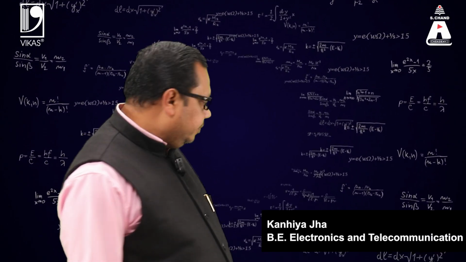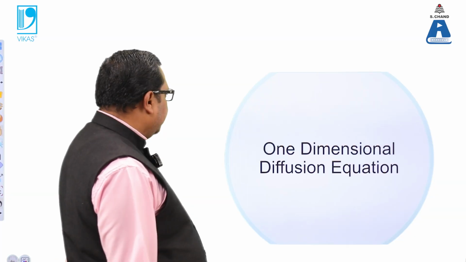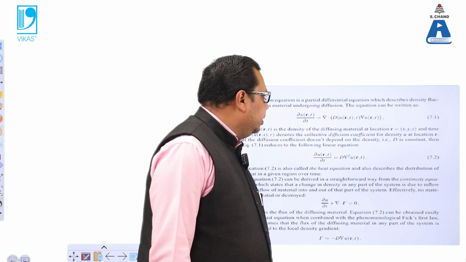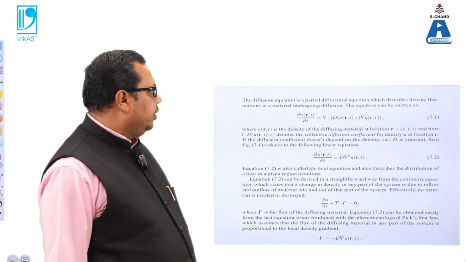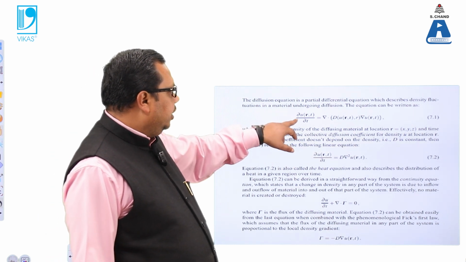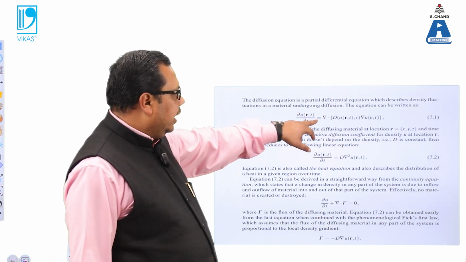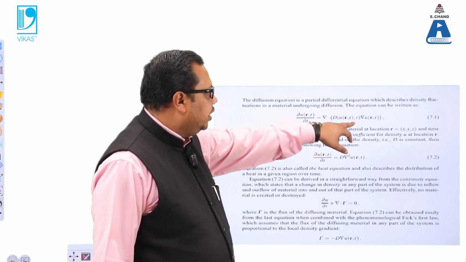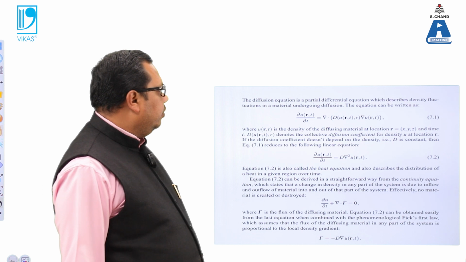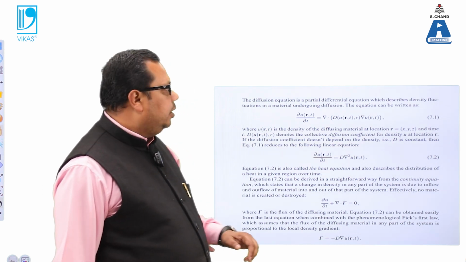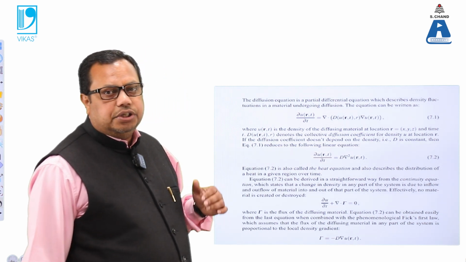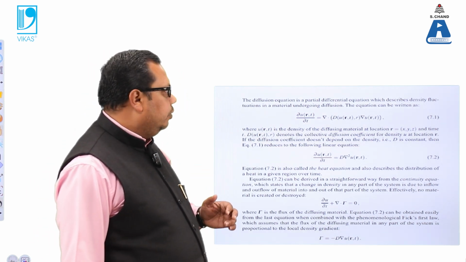My name is Kanhaiya Jha, and today we will focus more on the one-dimensional diffusion equation. The diffusion equation is basically a partial differential equation where we have two variables, as we can see, du by dt with r and t, and then we calculate the variation with these two variables. This partial differential equation describes the density of a material which is undergoing diffusion. So we will calculate density.